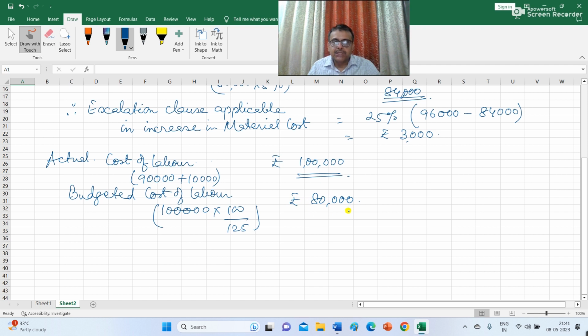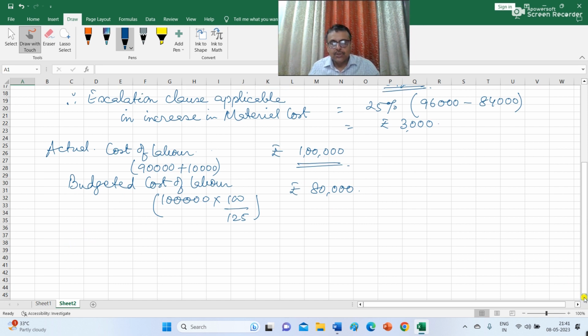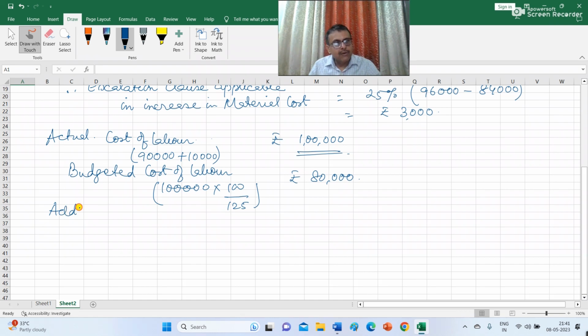So if you multiply the budgeted cost with 125%, you will get 1 lakh. It means the budgeted cost of labor was rupees 80,000. Now again, there was a threshold limit of 5%. So beyond 5%, escalation clause will be applicable. So I have to add the allowance limit of 5% increase. So 80,000 multiply this with 5% will give you 4,000.